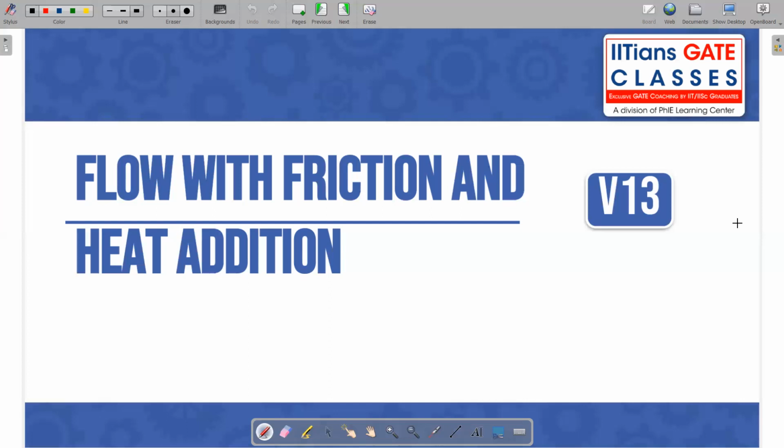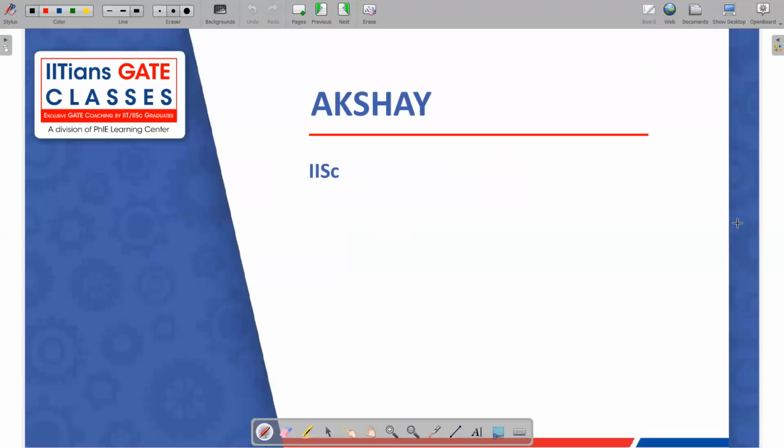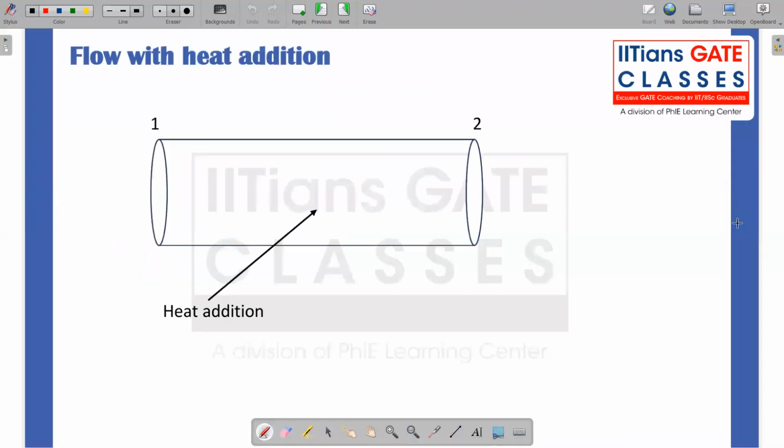So it gives you glimpses of how practical problems look, and how complex simple flow physics can become the moment I consider key variables such as heat transfer or friction, right? Myself Akshay. So let us move on to the topic. First we will deal with the flow with heat addition.